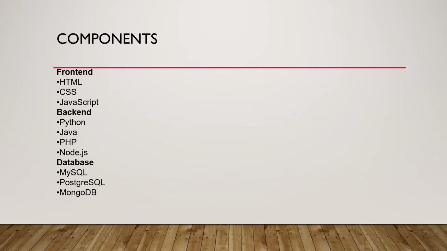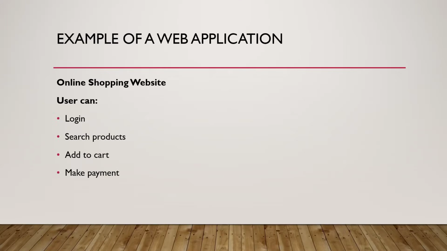Some of the components we have in a web application. As we are using a web application, the front end and back end will work, and the data is all stored in the database. So here we have some front end, back end, and database components. For the front end, we are using HTML, CSS, and JavaScript. This all comes under web technologies. For the back end, we are using programming languages like Python, Java, PHP, and Node.js. For the database, we are using MySQL and SQLite. So these are the components we are using for a web application.